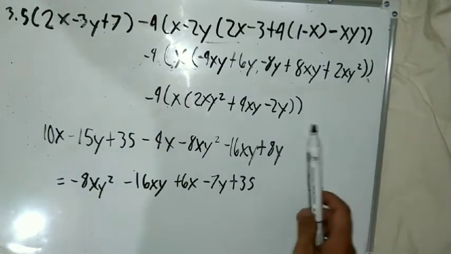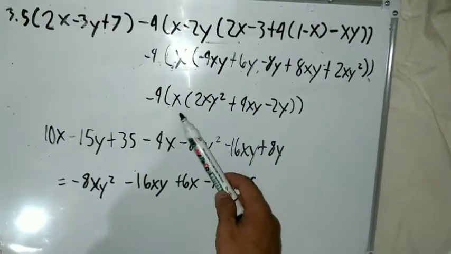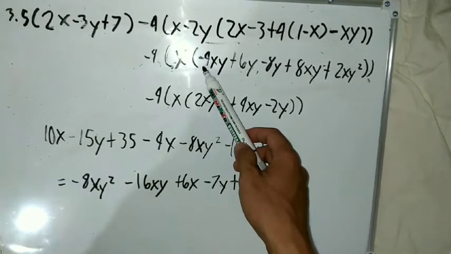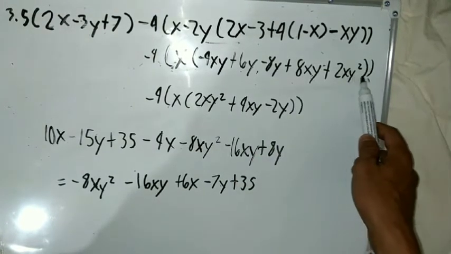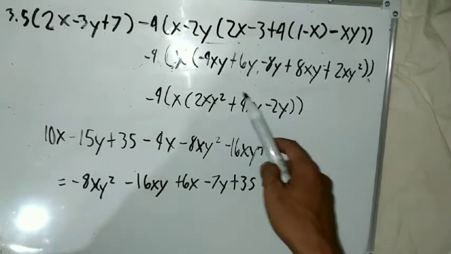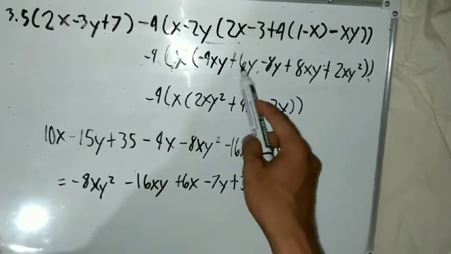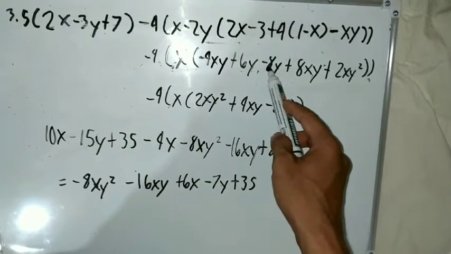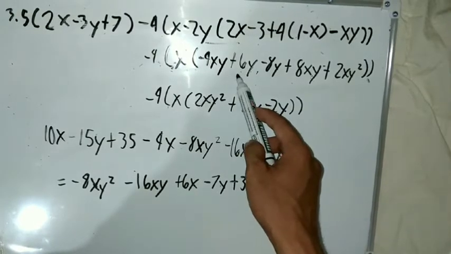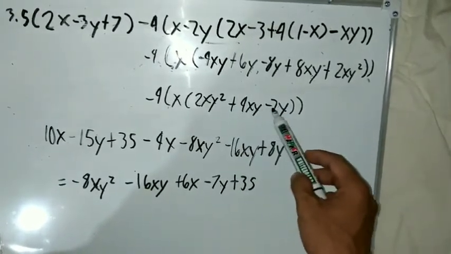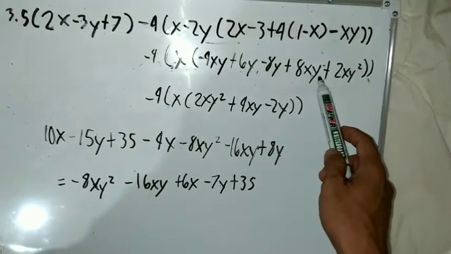And after you did that, you bring down 4 and x. Then let's move here. So find the value with the same variable, so bring down 2xy squared and 4xy. Then here, as we can see, 6y and negative 8y are the same variable, and if you cancel it, you get negative 2y, and also here negative 4xy and positive 8xy.